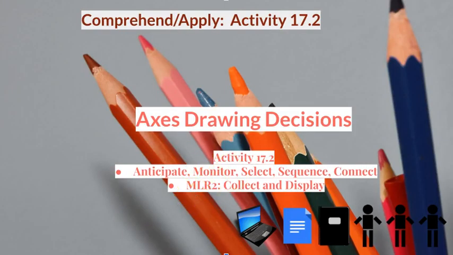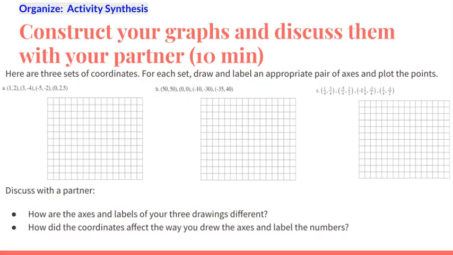All right, let's do some axis drawing and decisions with those. So we have 3 sets of coordinate planes, and what you need to do is draw and label the appropriate pair of axes to plot the points. Okay, so we've got 1, 2, 3, -4, -5, -2, and 0 and 2 and 5/10.